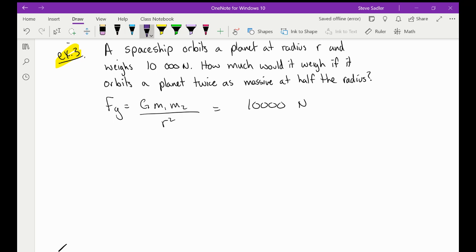So now what's going to happen? Well, the spaceship is going to orbit a planet twice as massive. So that means one of the masses is going to go up by a factor of 2. That means my force of gravity is going to go up by a factor of 2. And then it's going to go half the radius. So the radius will go down by a factor of 2. It's getting halved, right? So it's going down by a factor of 2, which means force of gravity has got to go down by a factor of 2 squared, which is a quarter.